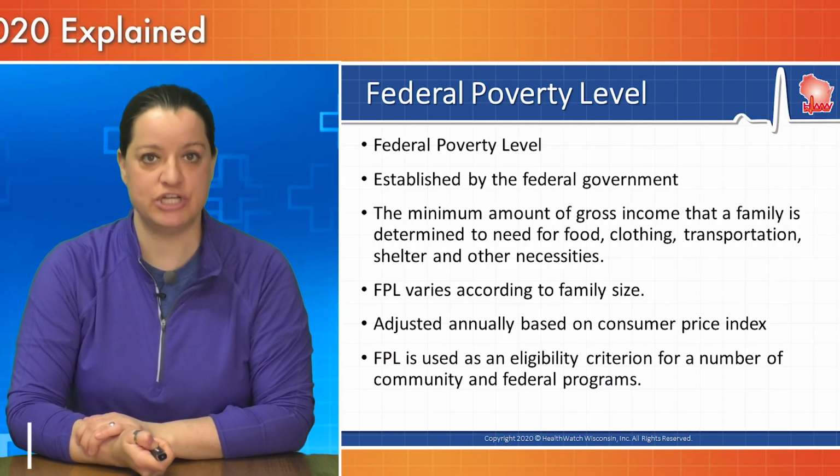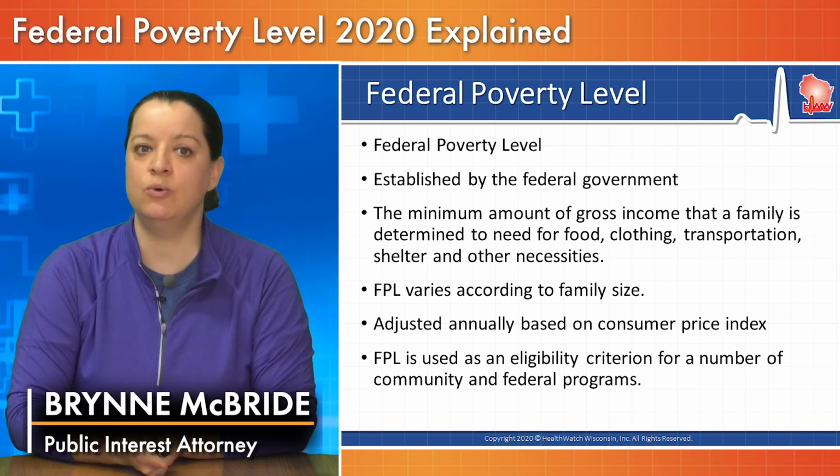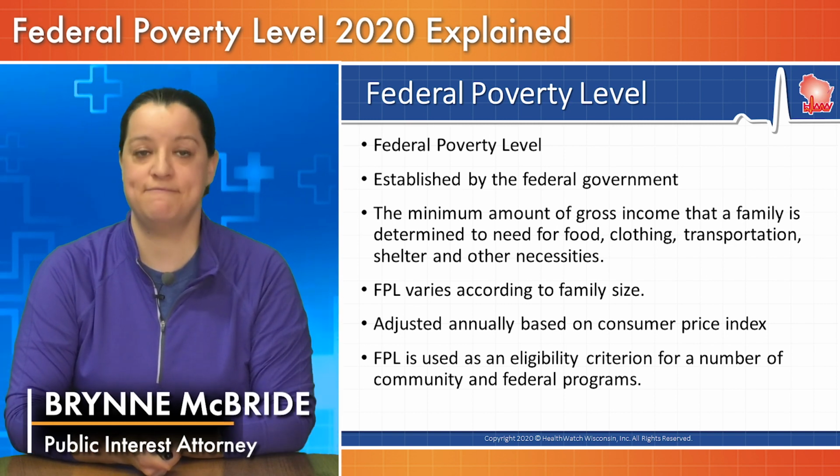The U.S. Department of Health and Human Services has released the 2020 federal poverty level numbers. Now, this was published in the Federal Register on January 17th, 2020, with a January 15th, 2020 effective date.